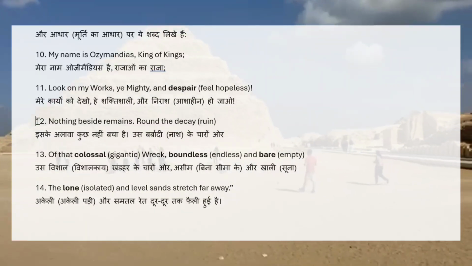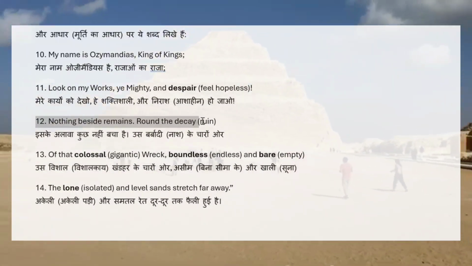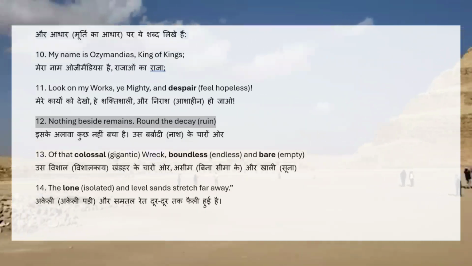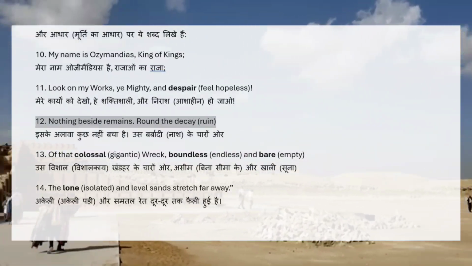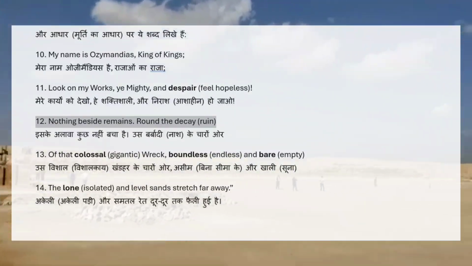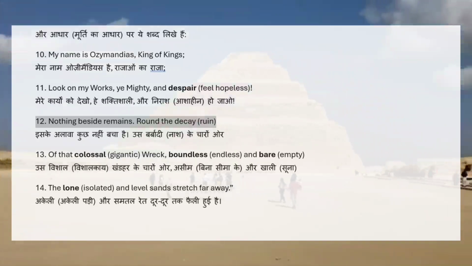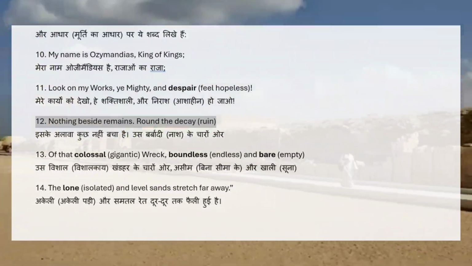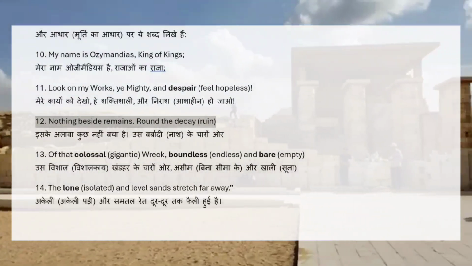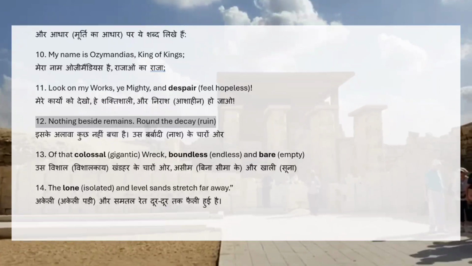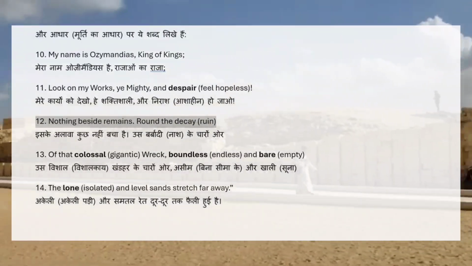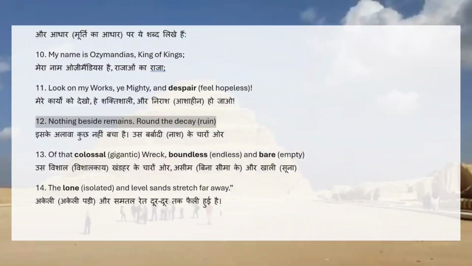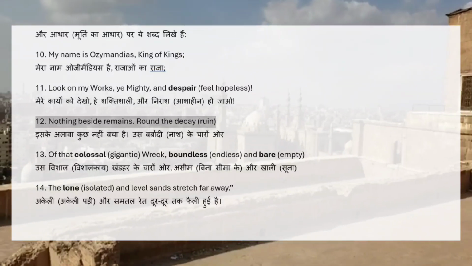Line number 12. Nothing beside remains round the decay. Despite this boastful claim, the traveler tells us that nothing beside remains, which means nothing else is left. All of Ozymandias' works, or we can say achievements or creations, have disappeared, leaving only ruins.